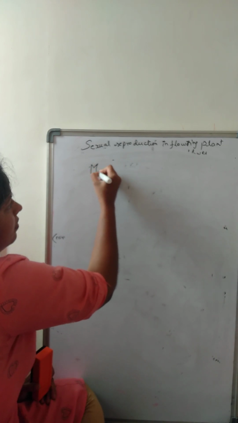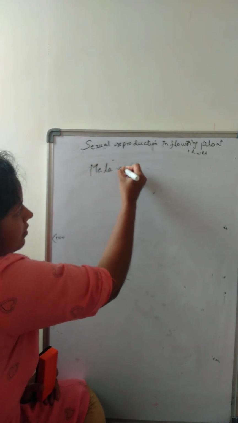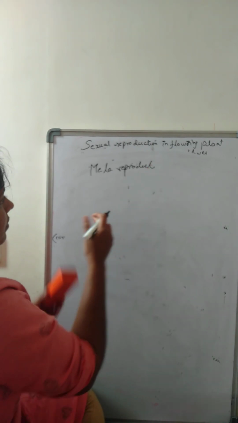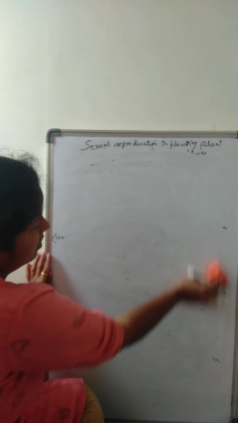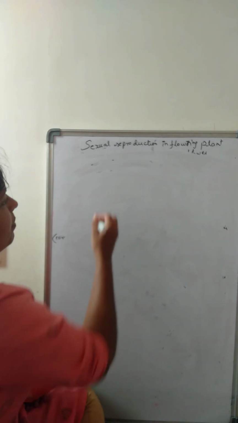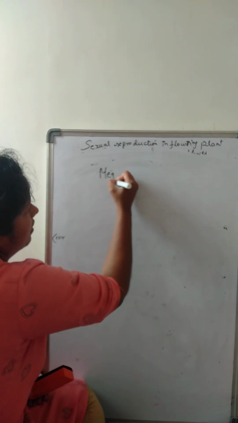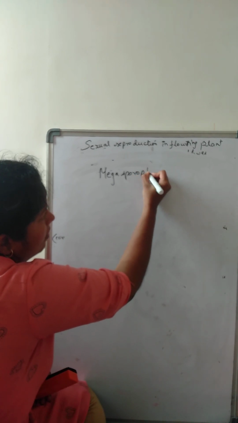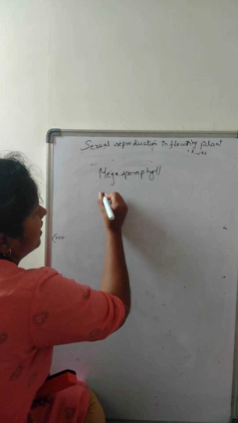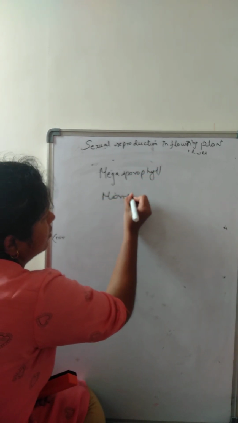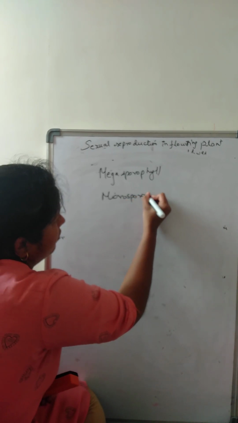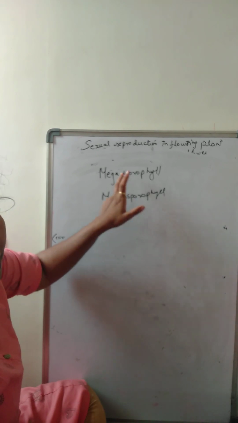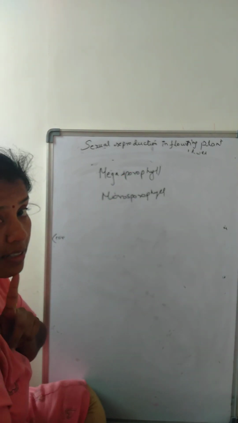Male reproductive. See, you don't need to see this. See, the next one will be megasporophyll. Microsporophyll. See, these are another two points which are given in your NCERT.